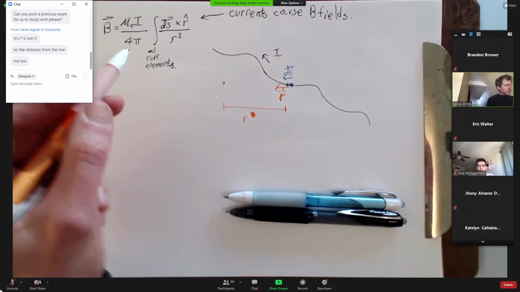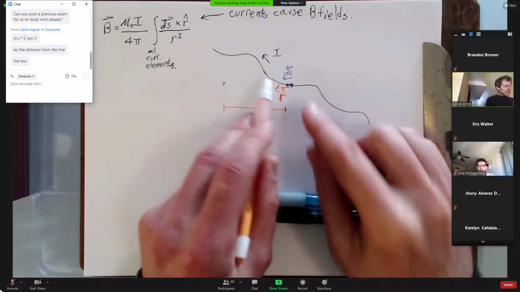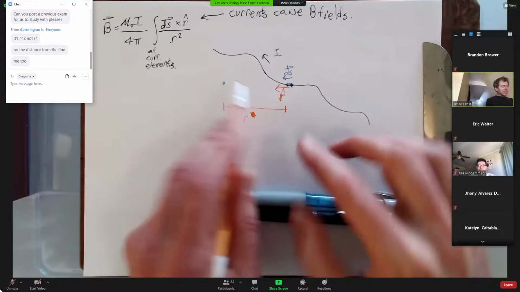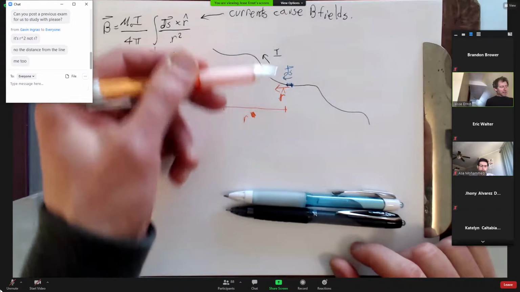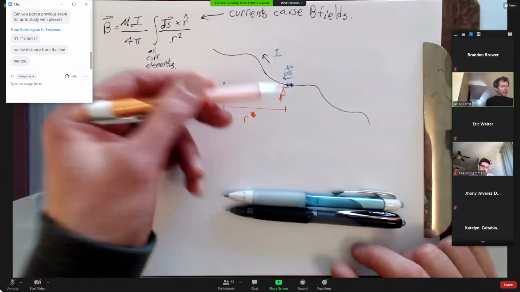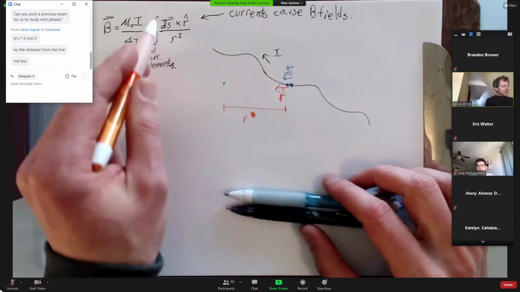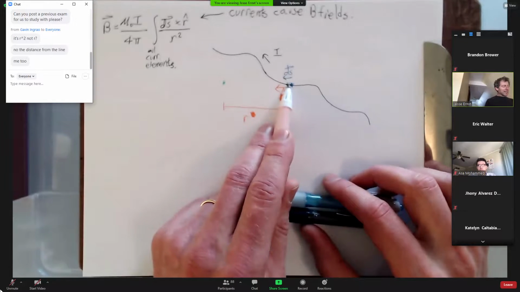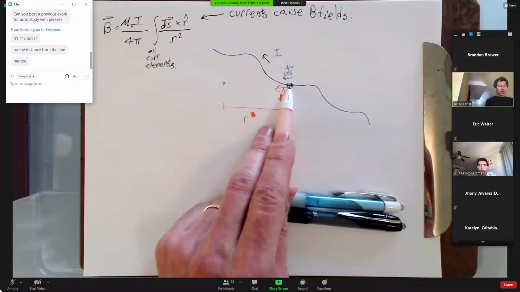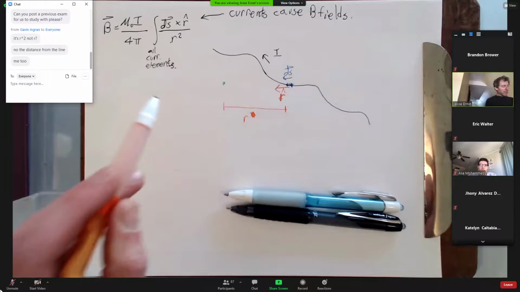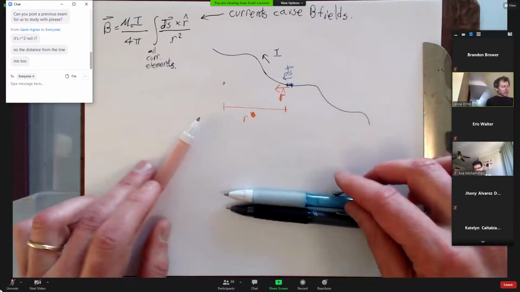Okay, so the B field at this point from this element, we're going to have to cross ds vector with r hat. In this case, that's easy because the magnitude of ds vector is ds, the magnitude of r hat is 1, and the sine of the angle between them is 0. So this will be 0 for this one element. That doesn't mean the B field here is 0, because this is not the only piece of current in this wire. This element contributes nothing to the B field here, but there are lots of other current elements that do contribute.